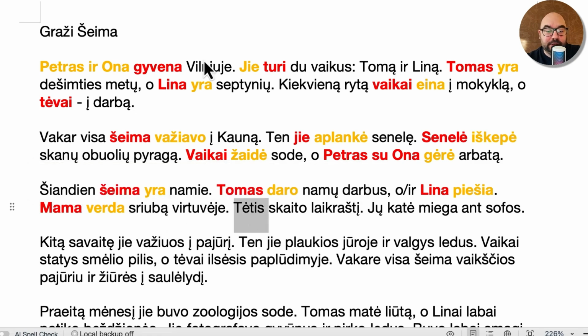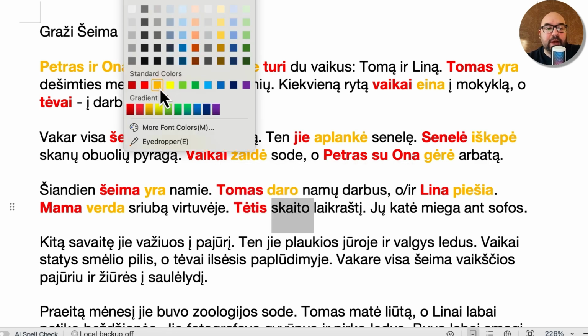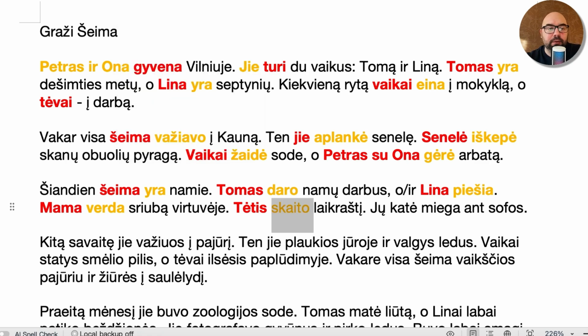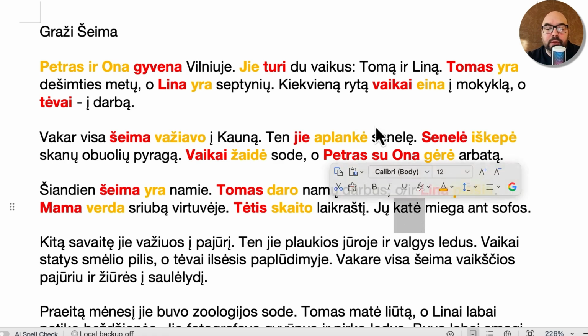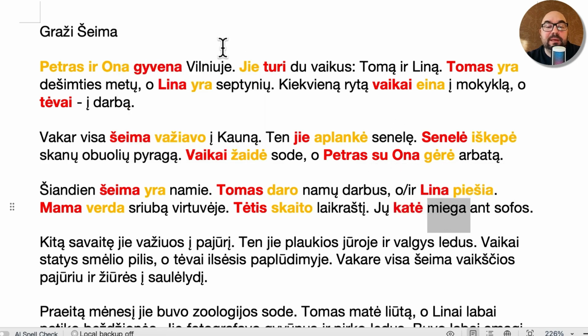Tėtis skaito laikraštį. Father, like maybe daddy, you could even say, right? It's more tėtis. Father would be tėvas. Tėtis, it's more like a cute way of saying. No, not exactly really cute. There are cuter ways to say that, but still. Tėtis skaito laikraštį, so dad is reading paper. Jų katė miega ant sofos. Their cat, jų katė, their cat is sleeping on the sofa.